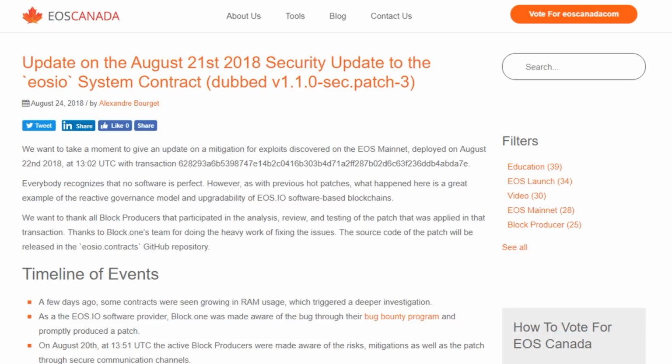EOS Canada, one of the top-ranked block producers, put out a post on August 24th that gives us the timeline of events. So we're going to start there.